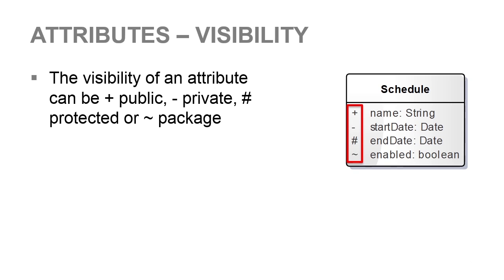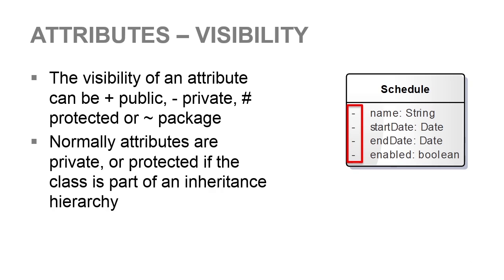Each attribute has an indication of the visibility of that attribute, which will be used when it's implemented. The options are plus sign for public, minus sign for private, hash for protected, and tilde for package. Normally, we set the visibility of attributes to be private, so they can't be directly accessed by instances of other classes, unless we plan to subclass the class, in which case they're usually protected.